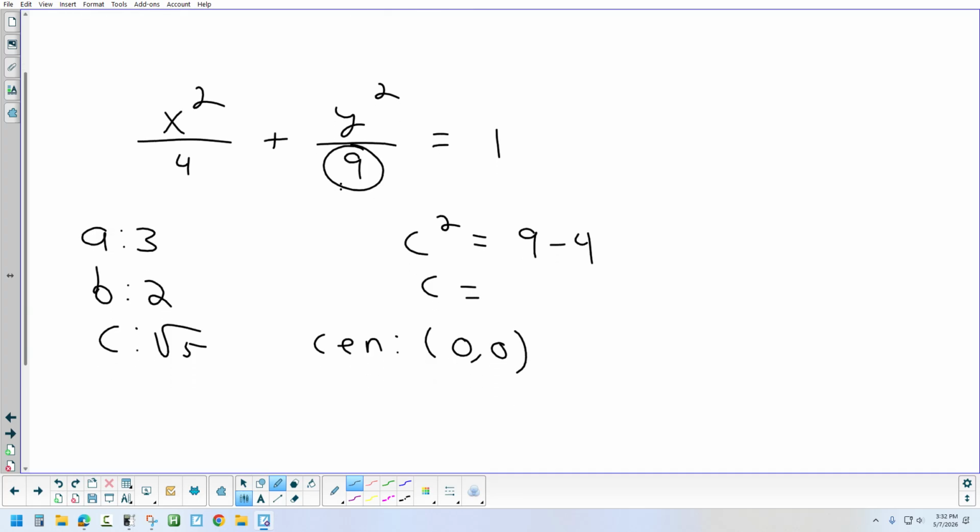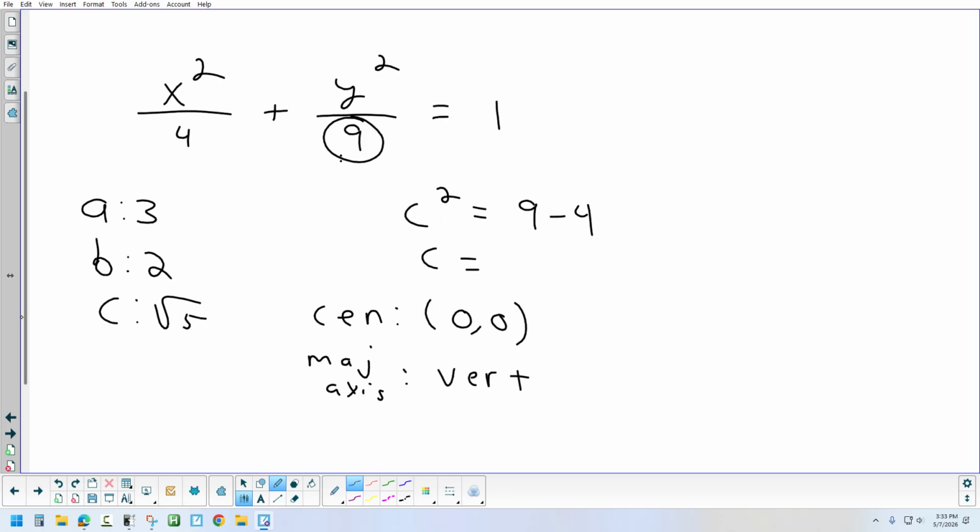Next thing we need to describe is the major axis. What's the direction of the major axis here? The vertical, because the bigger number is under the y. Yep, in an ellipse, that's exactly what you look for. The bigger number, it's under y, tells us it's vertical. Yep.